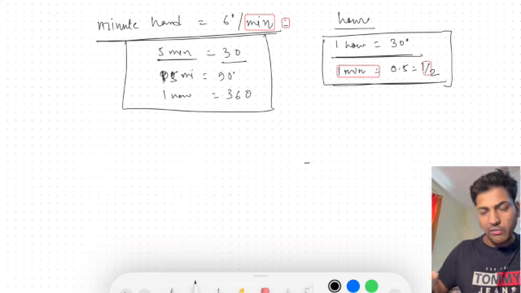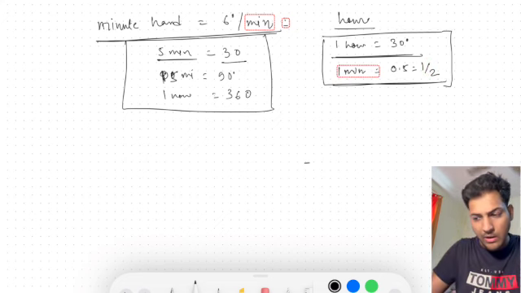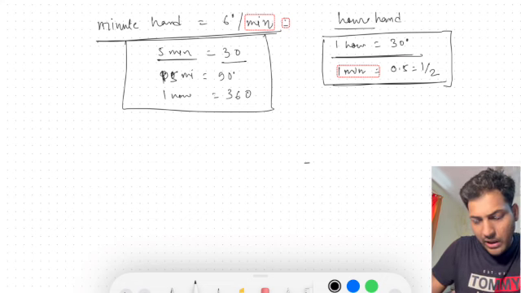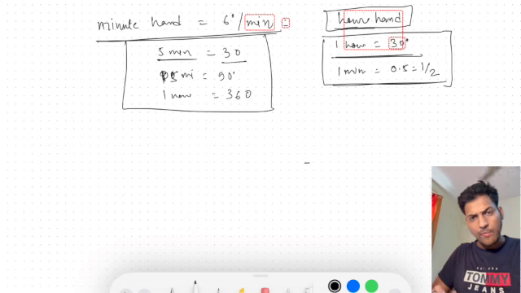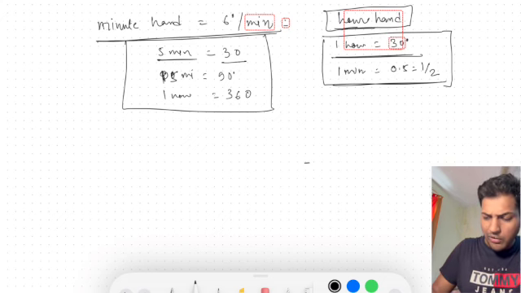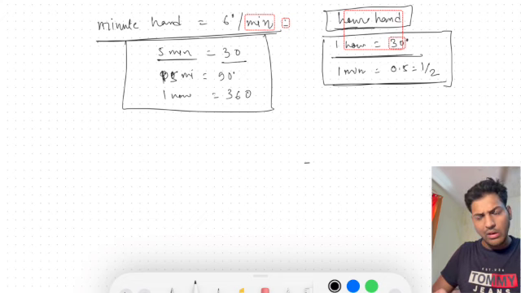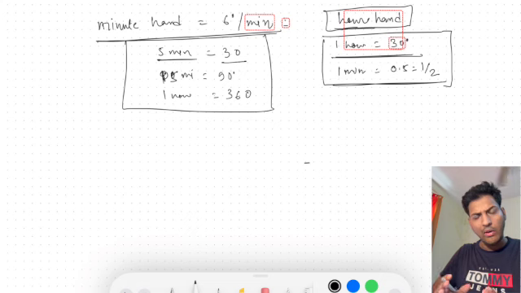Now the second thing which we learned yesterday, I am still revising what we already learned in the last class. The second thing was to calculate the angle between the two hands of the clock at different positions. At any given configuration, it is very easy to calculate the angle between the minute hand and hour hand. And what is the trick? You have to exactly know the position of the minute hand.